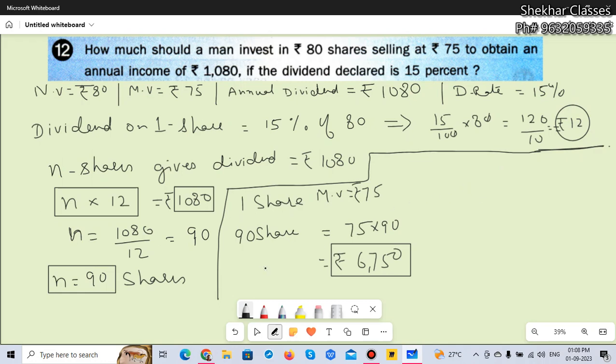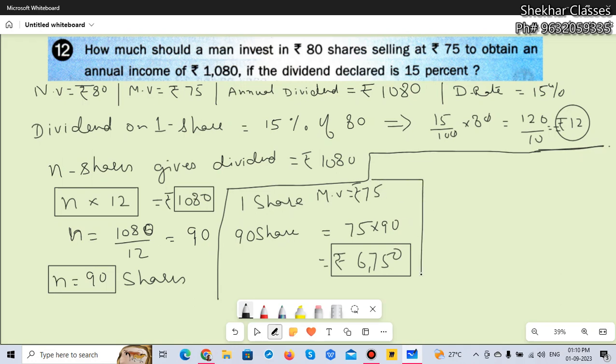I think there is an error here. If you divide 1080, you will not get 90 here, you will get 900. So just check it here. Oh, I'm sorry, it's not correct here. It's 90 only that will be the answer, the number of shares here. 12 nines are 108 and then the 10 is there, right? So 90. So the answer is correct here.